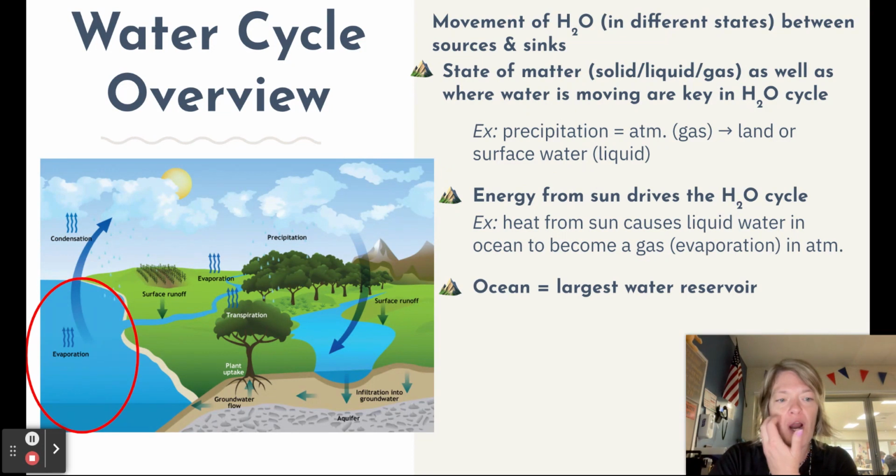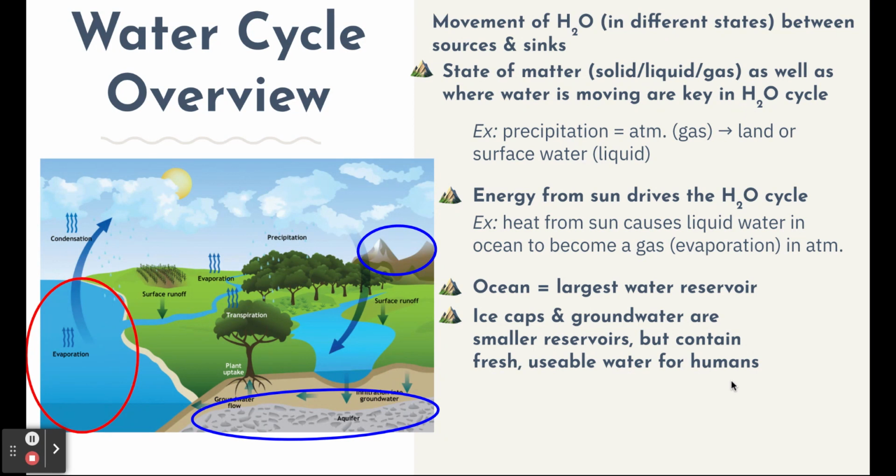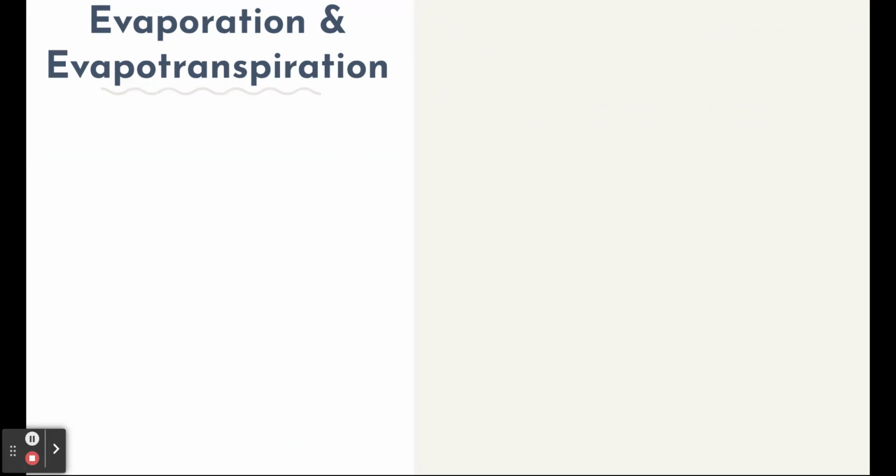Okay, the ocean is the largest reservoir for water, and obviously we have lots of other reservoirs as well. That includes ice caps on mountains, glaciers, or groundwater, water that we find under the ground. I think it's important to note that these ice caps and groundwater both contain fresh water, which is the usable form of water that we need as humans. There's a very limited amount of fresh water on the planet. Once it's gone, it's gone.